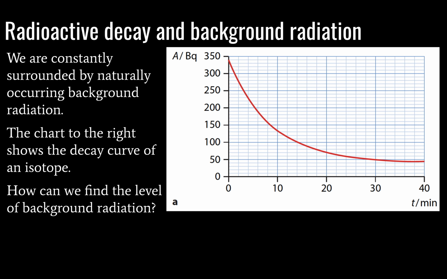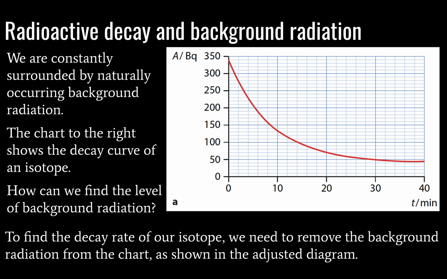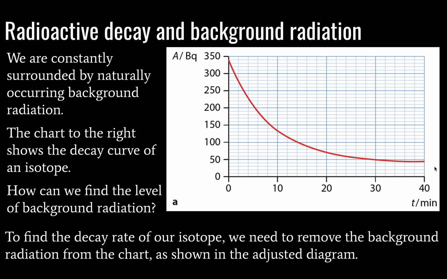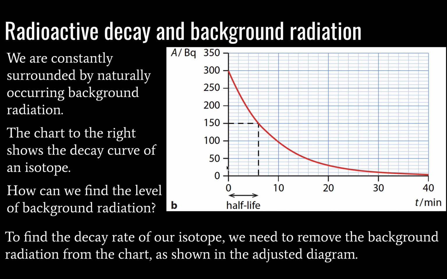So you've now considered how to find the level of background radiation. All we need to do is subtract. We have a horizontal asymptote here. If we subtract roughly this number from our graph, then we get the actual number of decays per second, or activity. So we just find that horizontal asymptote, subtract it from the graph, the y-axis, and now we have our actual sample's decay rate.